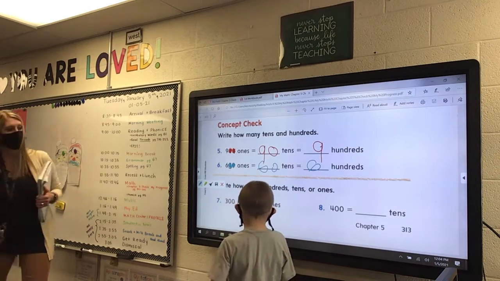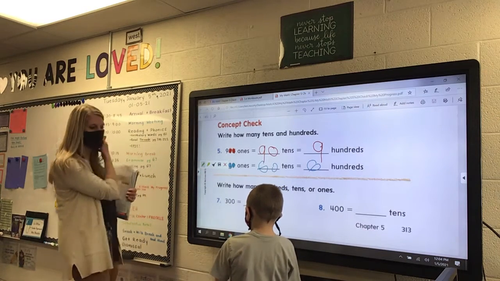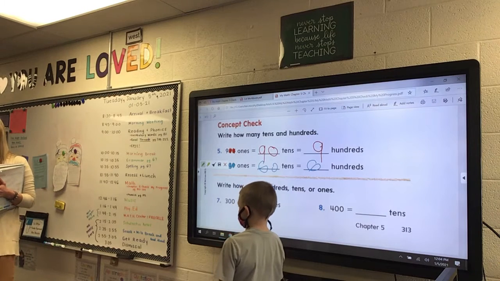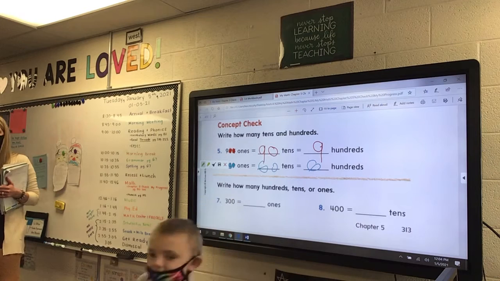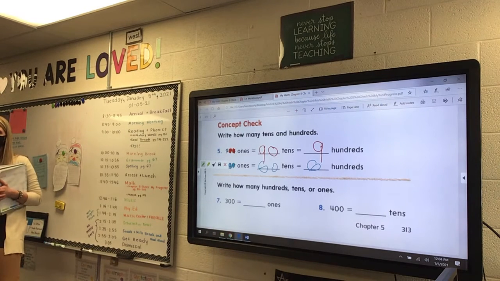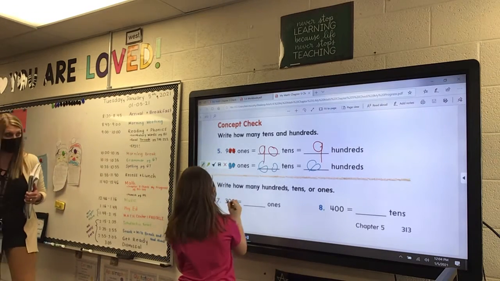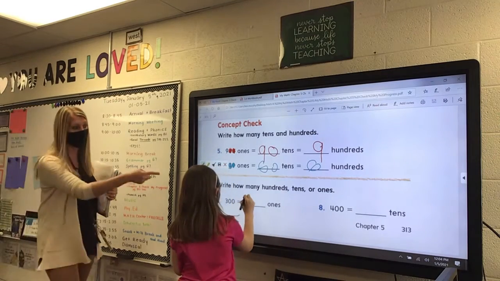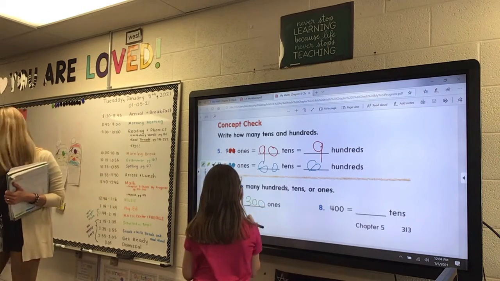Okay, at the bottom, write how many hundreds, tens, or ones. So on number 7, if I have 300, how many ones is that? Well, this should be easy. Libby, do you know? If I have 300, how many ones is that? 300 ones, right? So if I have the number 300, that's 300 ones. Good job.